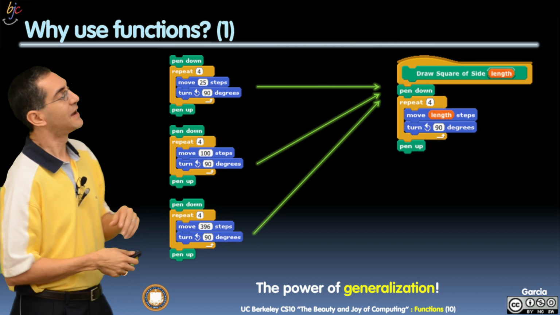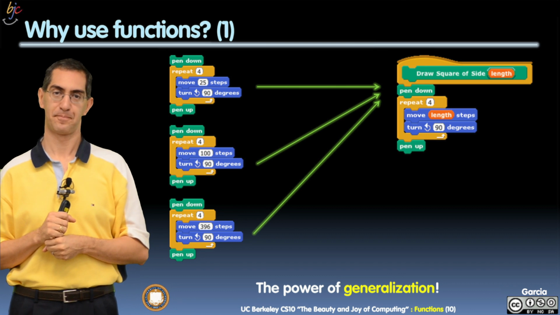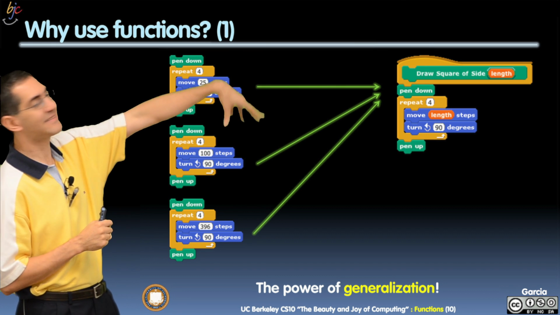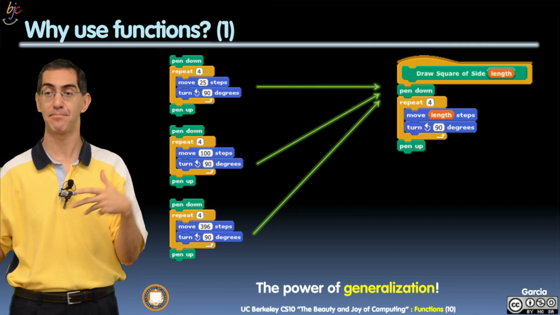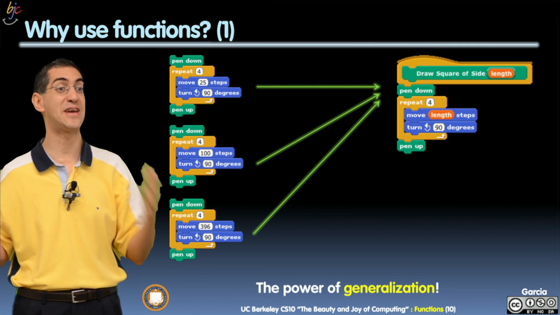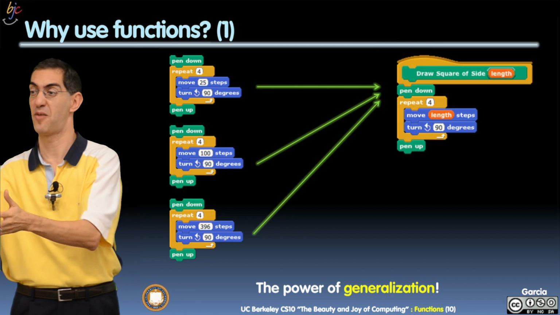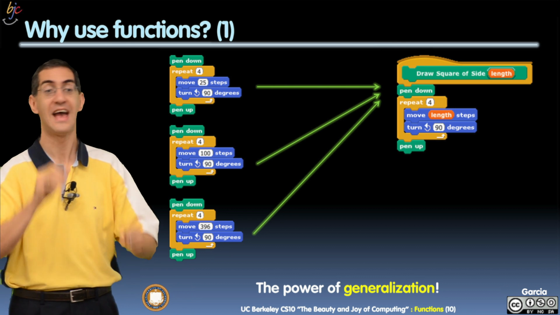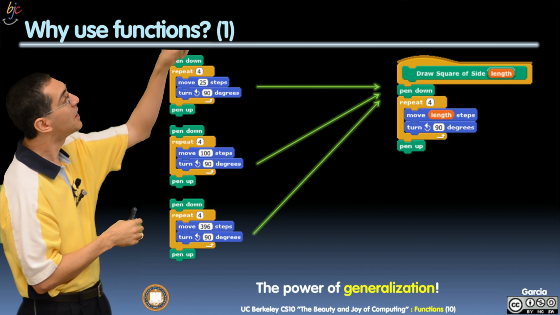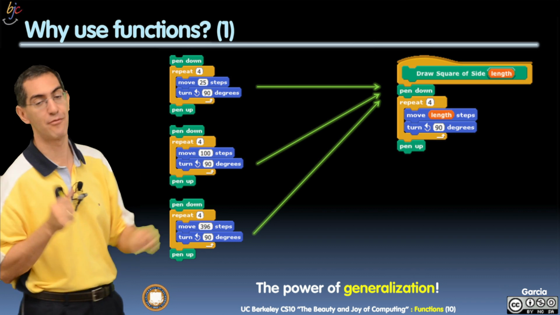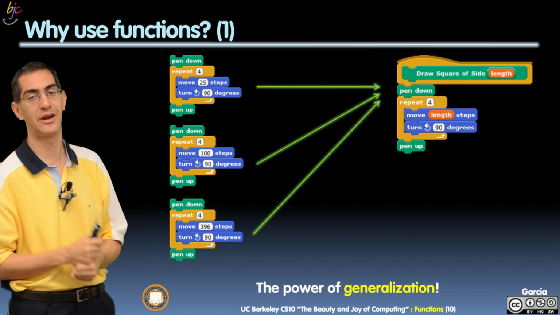So let's talk about why you use functions. Here's an example of 3 blocks, and they're completely different, right? Just like my 3 different recipes I had on 3 different pages to make a strawberry milkshake, a cherry milkshake, and a raspberry milkshake. Remember how that wasn't really 3 different pages? We learned something about that? Look at those 3 different blocks I wrote. Pen down, repeat 4, move 25 steps, turn 90 degrees.